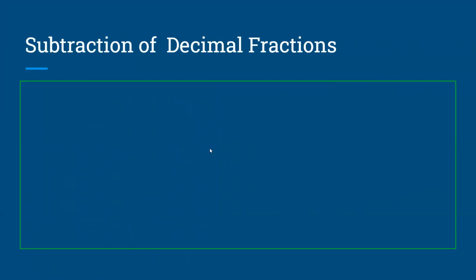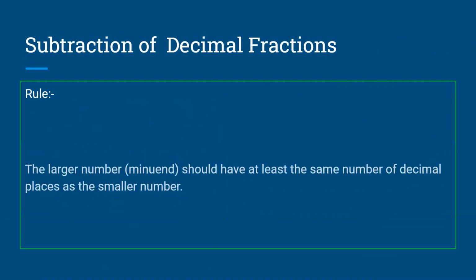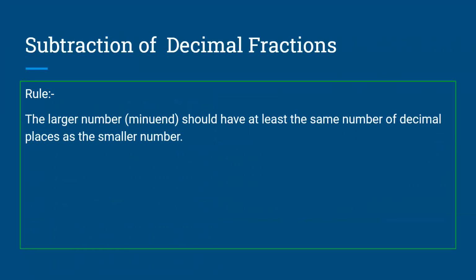Now is the subtraction of decimal fraction. Now let us start the subtraction of decimal fraction. First of all, we will study the rules. So which are the rules? The rules are the larger number. In the subtraction, the larger number is called minuend. Should have at least the same number of decimal places as the smaller number. Means the larger number should have at least the same number of decimal places as the smaller number.